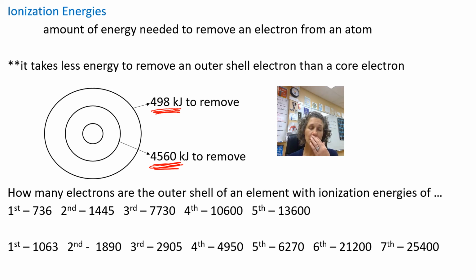So my question down there: how many electrons are in the outer shell of an element with ionization energies of these? And so you want to look for where you have the biggest gap, where you have the biggest increase. And so for this first one, that biggest increase, the big jump, is between the second and third. So how many electrons are in the outer shell? 2, because it took that much energy to remove those 2. And then for that second one, you'll look for, again, the biggest gap. So the biggest gap you should see is between the 5th and the 6th. And so this one has 5 electrons in the outer shell.